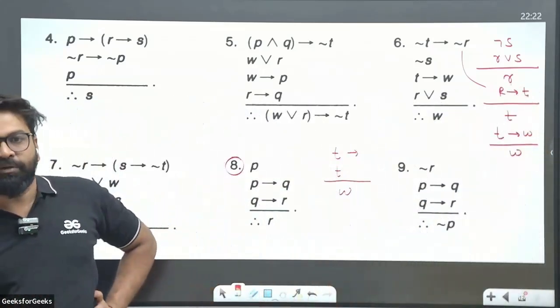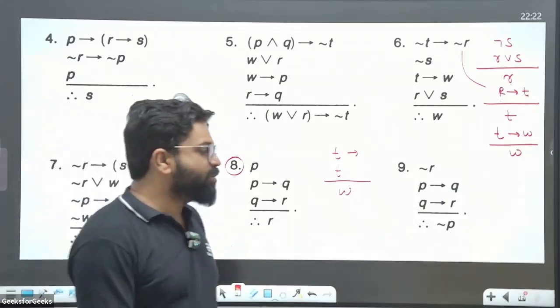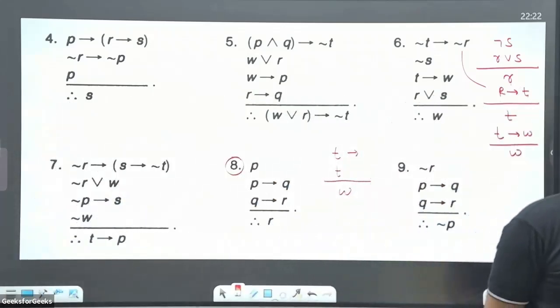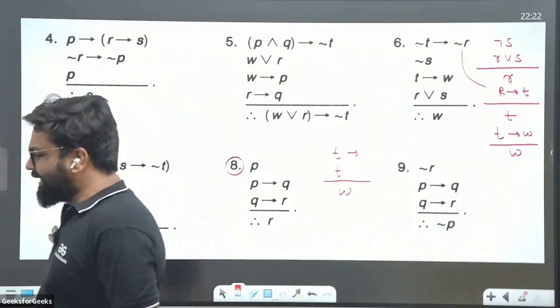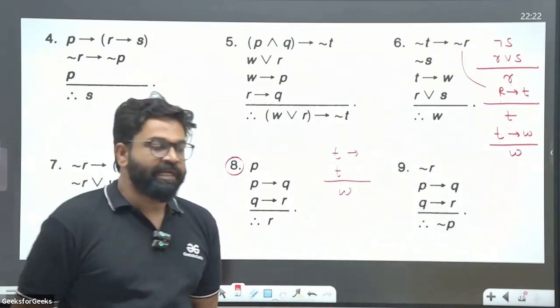Understood now? You don't need to remember any questions. You don't need to remember any type of answers. I mean, you don't need to remember any type of formula or something like that.